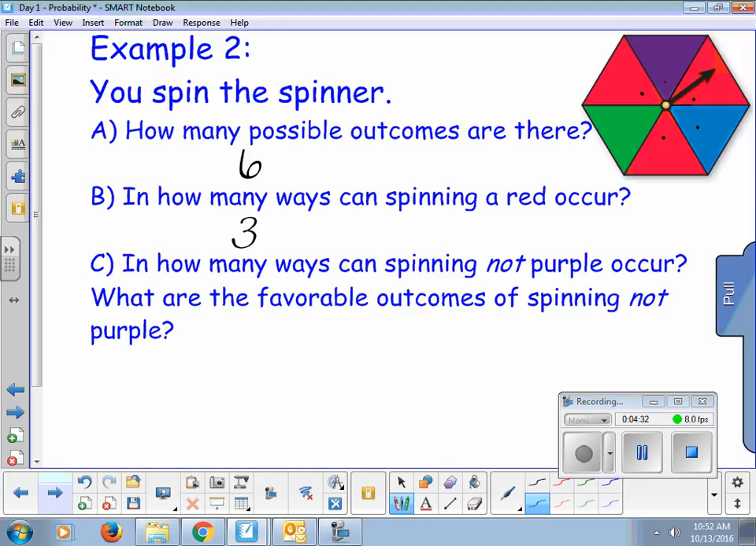In how many ways can spinning not purple occur? 5. That means we need to list all 5 ways. So what could we land on besides purple? Red. How many reds are there? 3. So we could land on one of 3 reds. What are our other colors? Green and blue.